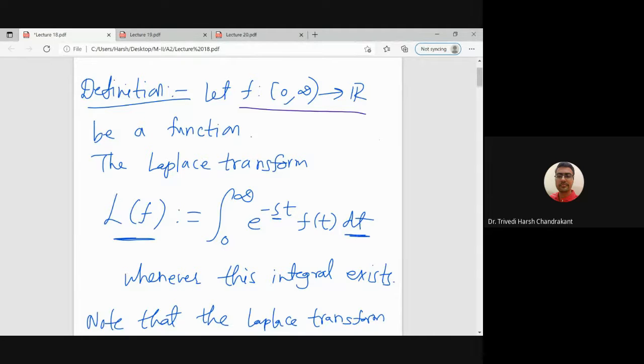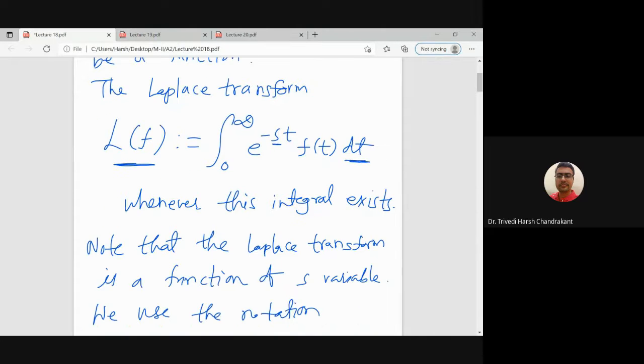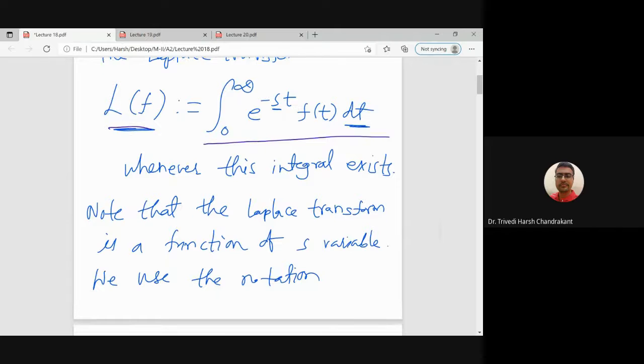Whenever such a function is given, we define the Laplace transform of that function to be the integral of e power minus st f(t) dt, where s is some real number. And we define the Laplace transform whenever this integral converges. In the previous lecture, we did not discuss when the integral converges, but we will state one criterion in this lecture for which type of functions this integral always converges.